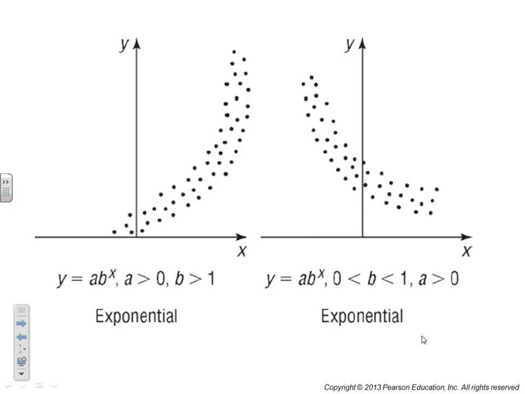So what we're going to be doing is looking at data, plotting it on a graph, and then trying to match it to either exponential. So remember when your a and b are greater than 0, your exponential function has a nice curve upward. And when your b is between 0 and 1, your exponential function has a downward curve.